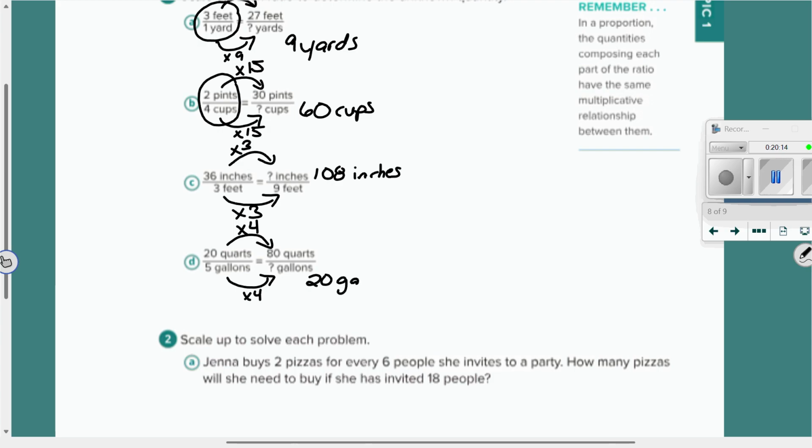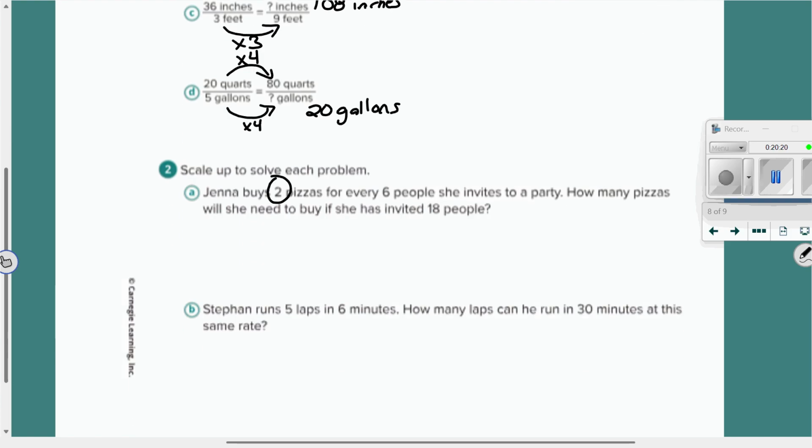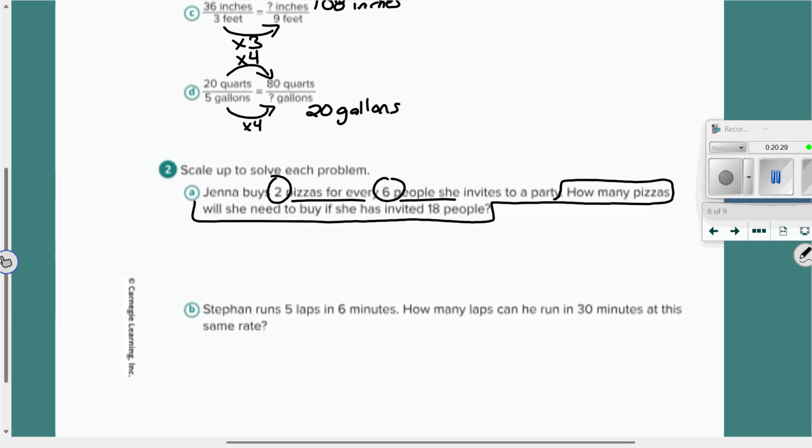20 gallons. All right, so Jenna buys 2 pizzas for every 6 people she invites to a party. How many pizzas will she need to buy if she invites 18 people? So let's talk about it. What is my ratio? 2 pizzas, 6 people. Yes?